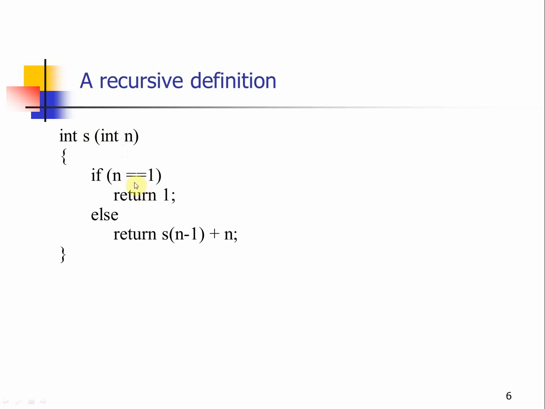Otherwise, if n is not equal to 1, what we're going to do is return the same function s of n minus 1. So you can see that n will keep reducing, and when it hits n equals 1, you will have a base case, and therefore you don't need to recursively call yourself anymore. And this is not the end of it. You will call return s of n minus 1 plus n over here.